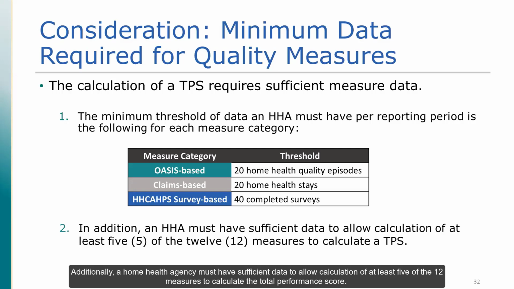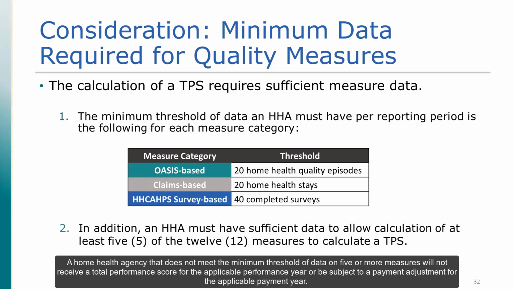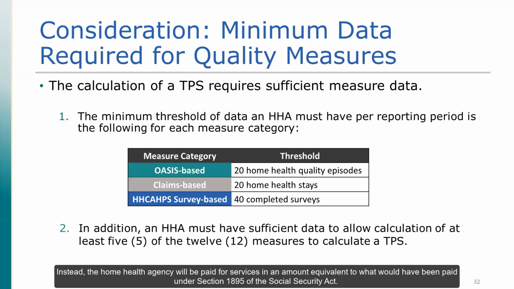Additionally, a home health agency must have sufficient data to allow calculation of at least 5 of the 12 measures to calculate a total performance score. A home health agency that does not meet the minimum threshold of data on 5 or more measures will not receive a total performance score for the applicable performance year or be subject to a payment adjustment for the applicable payment year. Instead, the home health agency will be paid for services in an amount equivalent to what would have been paid under Section 1895 of the Social Security Act.